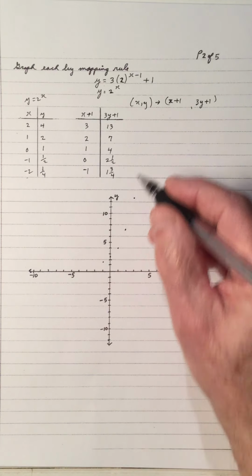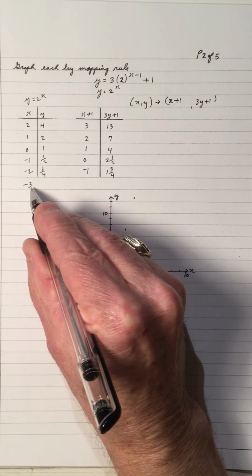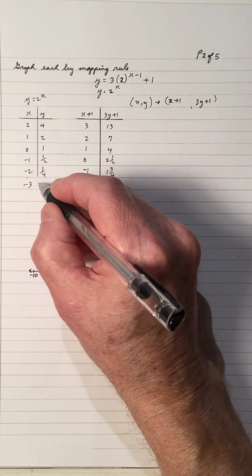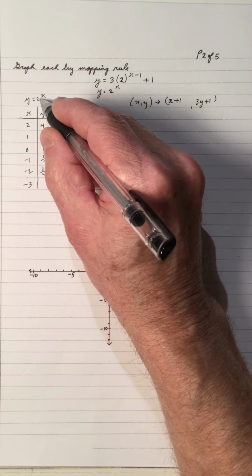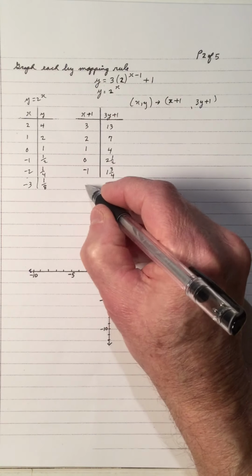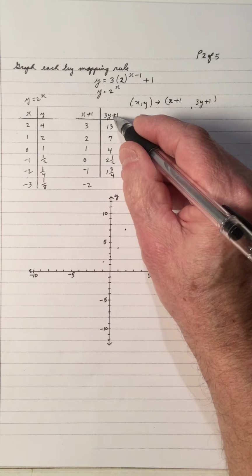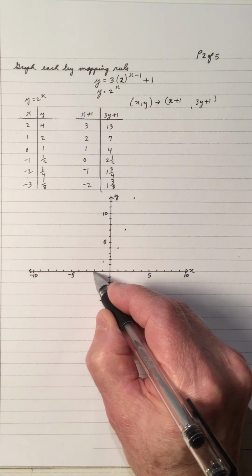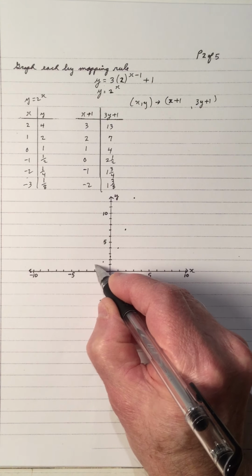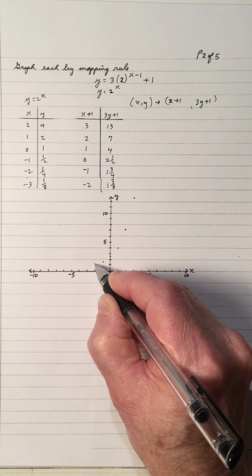So what happens if we need to do more? If we put a negative 3 in, 2 to the negative 3 is 1/8, and the new x here will give me negative 2. And if we plug 1/8 in here, 3/8 plus 1 gives me 1 3/8. So at negative 2 we get 1 3/8. Just there, there's 1, so it's a little bit higher than 1.